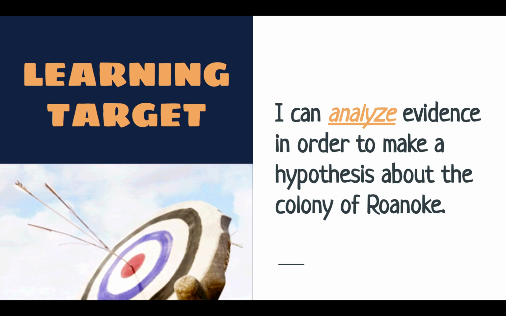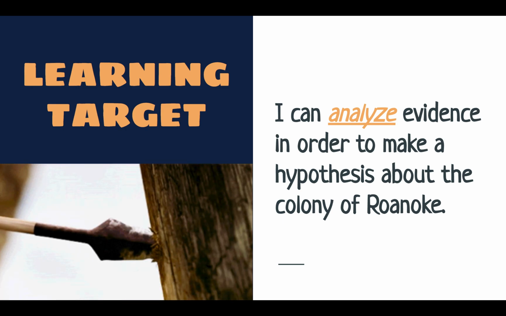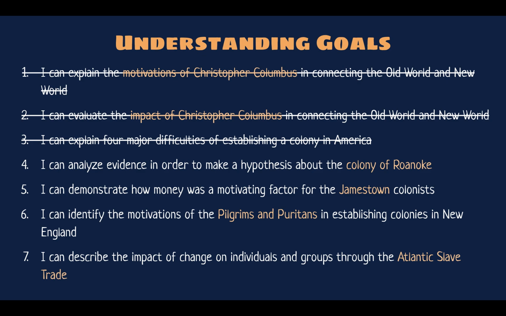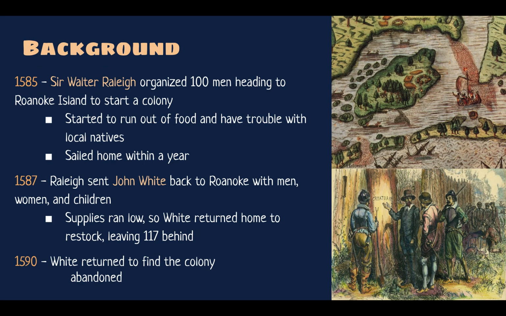So the target for today is that I can analyze evidence in order to make a hypothesis about the colony of Roanoke. Now that we've talked about why people like Christopher Columbus were exploring the New World in the first place, and we started to think about what would make a colony successful, we're gonna dig into the first attempted settlement in the New World in North America at a place called Roanoke. So we're kind of moving through our colonization learning targets here. We're about halfway through. And here's the background info for today's lesson.